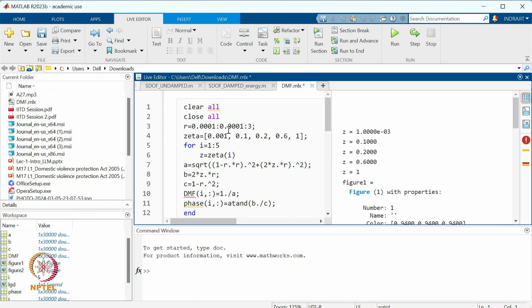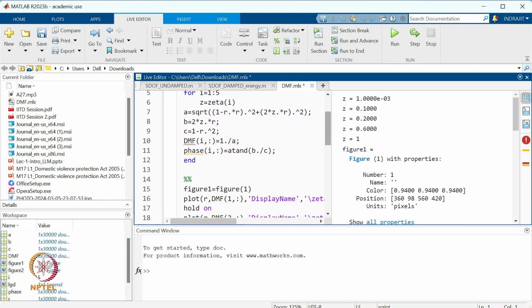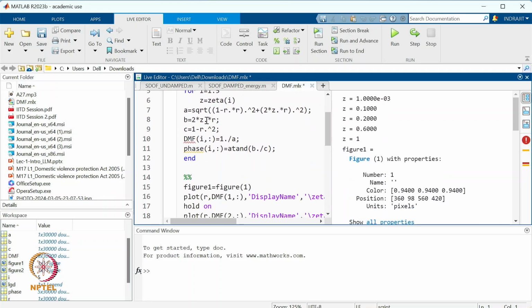So 100% xi means it's a critically damped system, exactly. So we are just solving it 5 times and trying to see how we are calculating that. You can see the formula we have put here, that a equal to the square root of 1 minus this plus 2g squared, and then b equal to this, c equal to this, and we are just calculating first the DMF equal to 1 by a. That is your DMF. We know that very clearly.